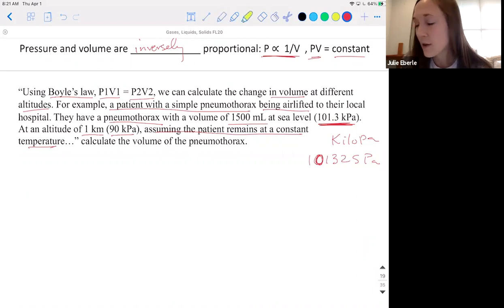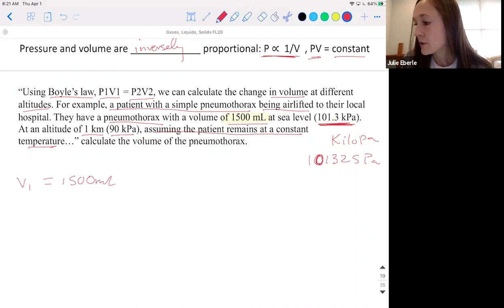I like to go through, by the way, on these kinds of problems and highlight what I have. I've got a volume here, so I'm going to call this V1. We're going to write out, this is the first volume I'm given. That's why I'm calling it V1. V1 is 1,500 milliliters. How do I know it's a volume? Units of milliliters.